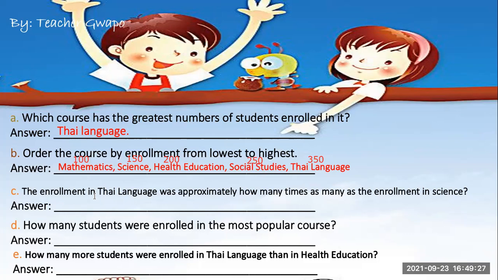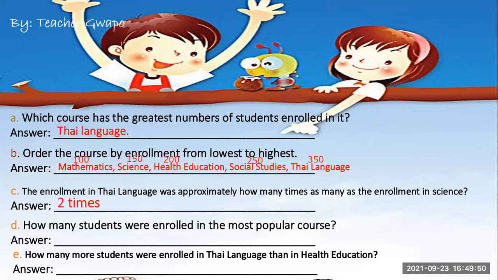So how many times? If we multiply the number of students enrolled in science, because in science there are 150 students, so if we multiply, it's about 350. So we write here, the answer is 2 times.